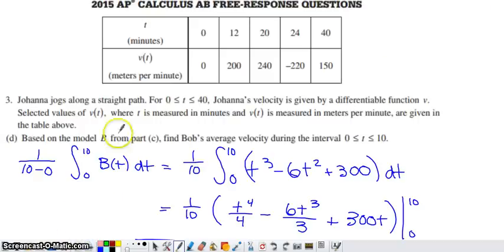And then the last piece of this, it's having us work with Bob a little bit more here. And it says that we want to find Bob's average velocity on the interval from 0 to 10. So if you know the formula for the average value of a function, you basically want to apply that formula to Bob's velocity function. And so we're going to do 1 over 10 minus 0 times the integral from 0 to 10 of Bob's velocity. And then it's just going to be a matter of using the fundamental theorem of calculus to find the value of this definite integral.